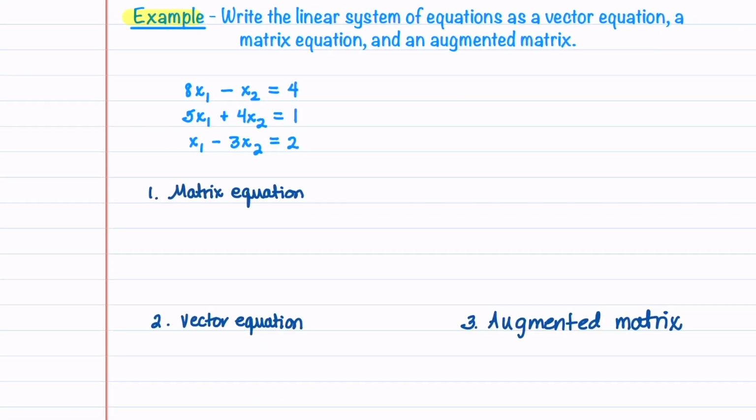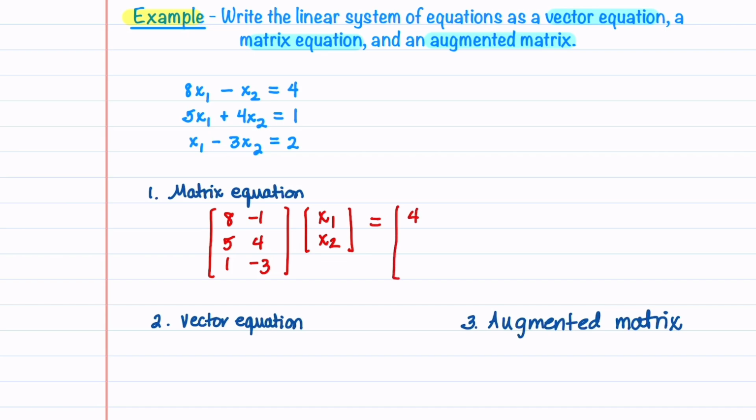Let's now do an example where we'll write our given linear system of equations as a vector equation, a matrix equation, and as an augmented matrix. I'm going to choose to write it as a matrix equation first. This is going to look like our matrix A, which is 8, 5, 1, minus 1, 4, minus 3, times our vector X, which is X1, X2, is equal to our right-hand side B, which is 4, 1, 2.